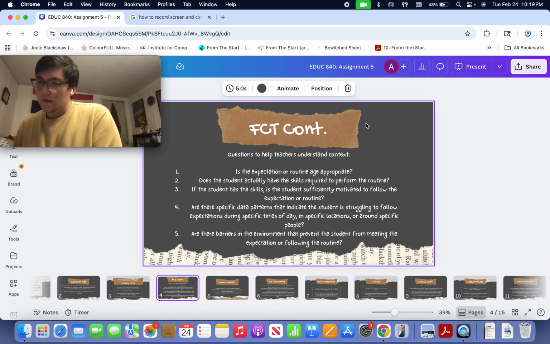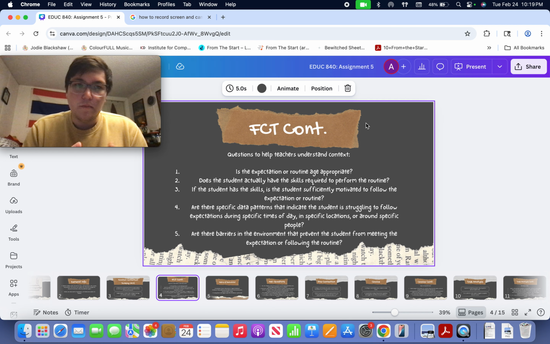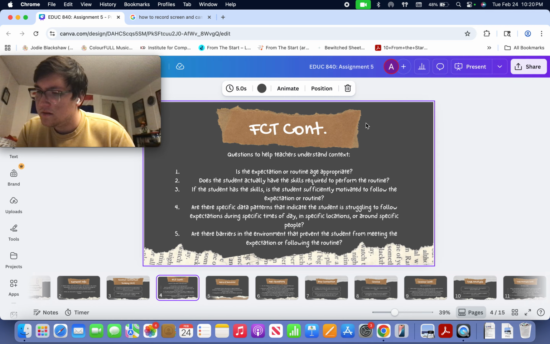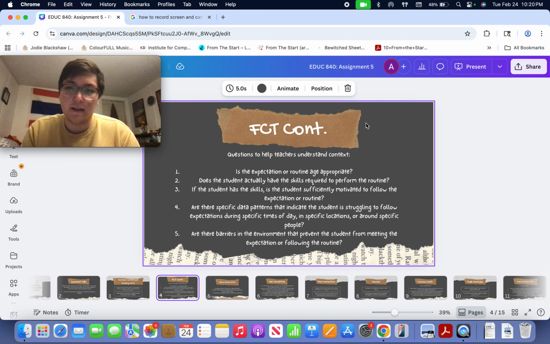These questions are really important for understanding the context in which different behaviors arise. Furthermore, understanding this context will help identify additional instruction that will match a student's needs. It allows you to more specifically tailor your intervention approach or your instructional approach to a student, make it more individualized.